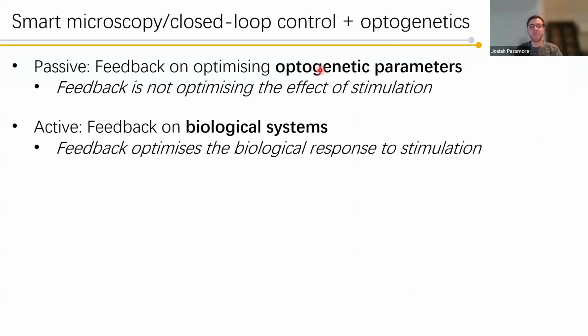And of course, smart microscopy, with or without closed loop control, has already entered the field of optogenetics. And I tend to classify them, at least in my head, as either passive or active control. What I mean by this is, with passive control, we're looking at feedback that is only optimizing the optogenetic parameters themselves. So you're not looking at the effect of your stimulation on your sample, you're just optimizing where you illuminate or with what intensity.